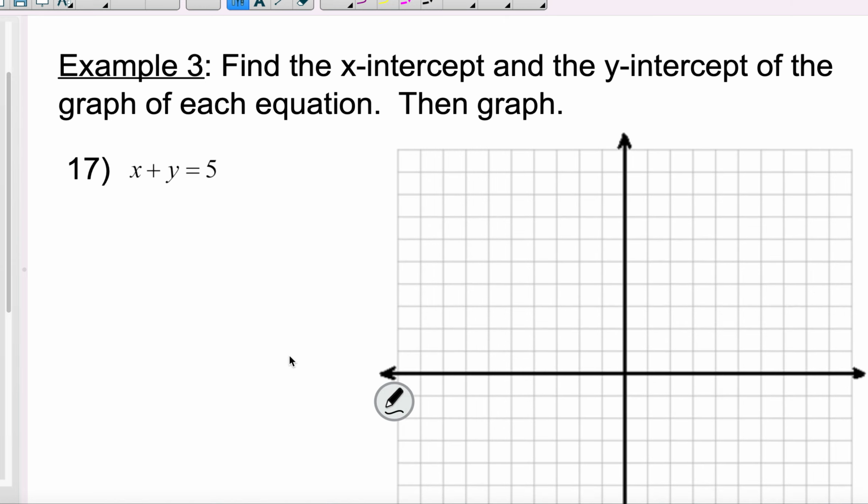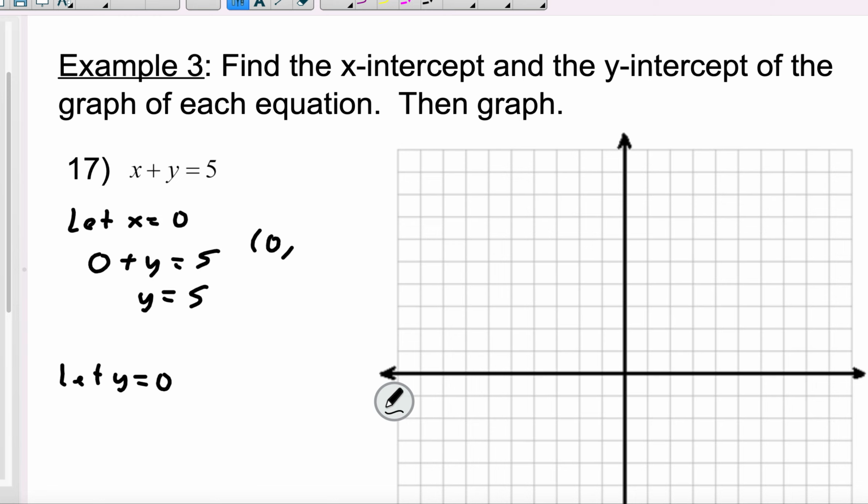All right, so this next one here, again, let x equal 0, let y equal 0, and let's find those. So I'm going to put 0 in for x, solve for y, and I get y equals 5. So this is my y-intercept, and it is 0, 5.